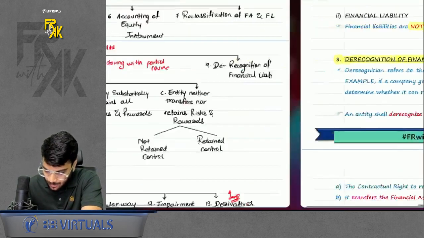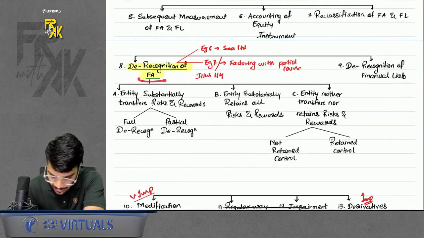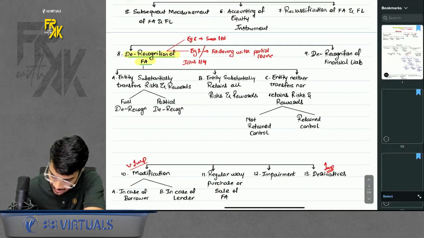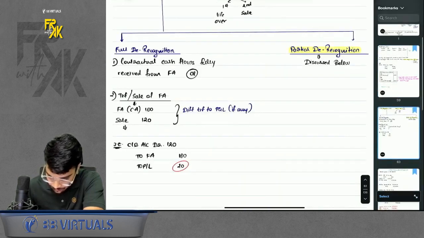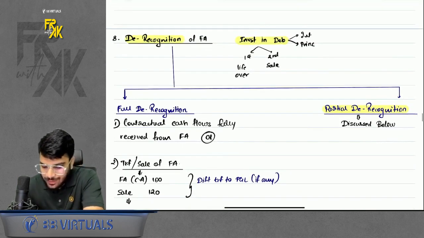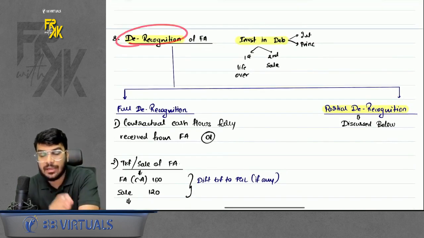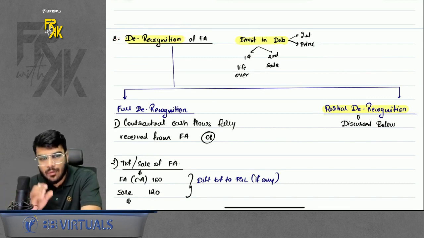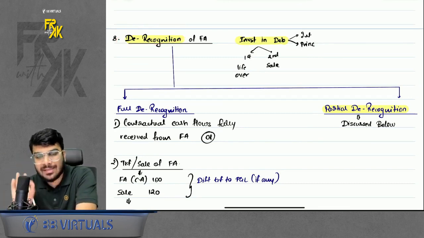Now the next point is going to be derecognition, derecognition of financial asset. Now let's start the discussion here. First of all, let's understand what the meaning of derecognition is. Derecognition simply means removing anything out of your books. That is known as derecognition.